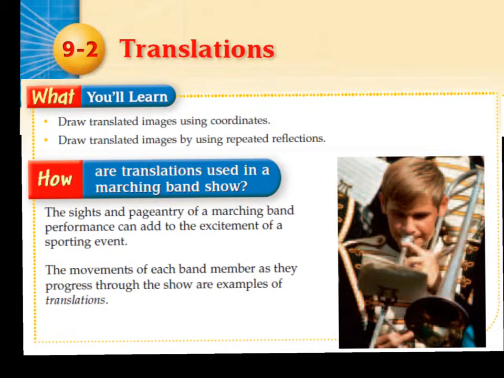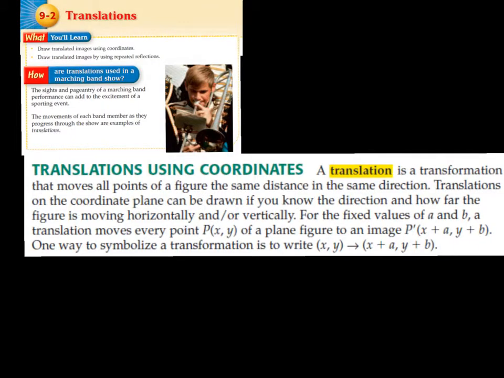The sights and pageantry of a marching band performance can add to the excitement of a sporting event. The movements of each band member as they progress through the show are examples of translations. A translation is a transformation that moves all points of a figure the same distance in the same direction.